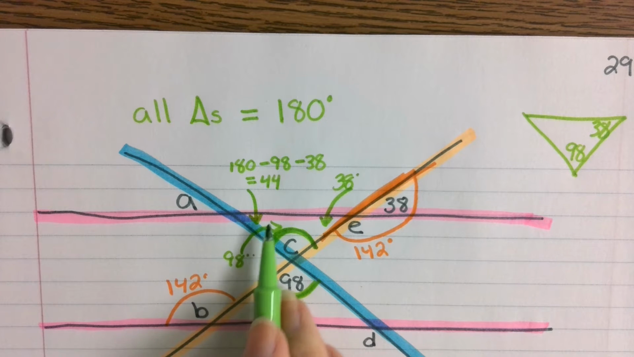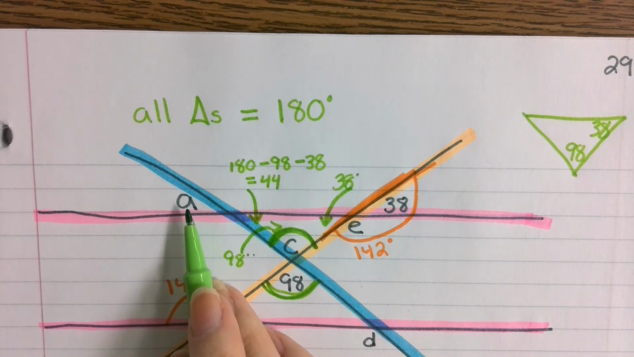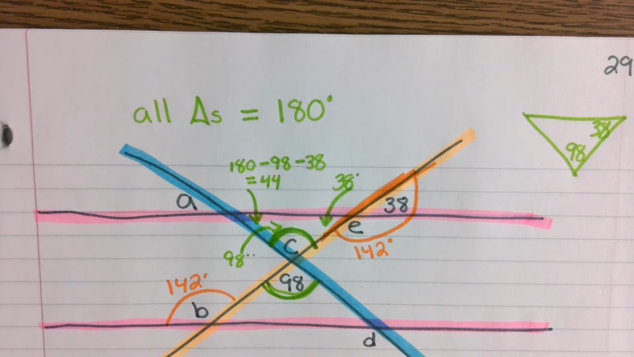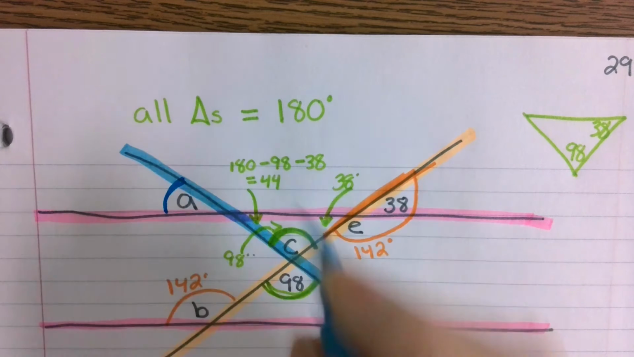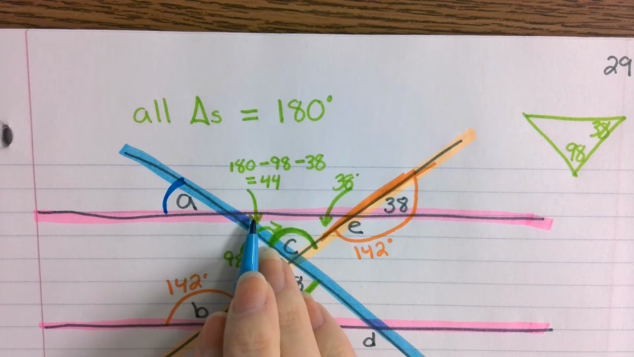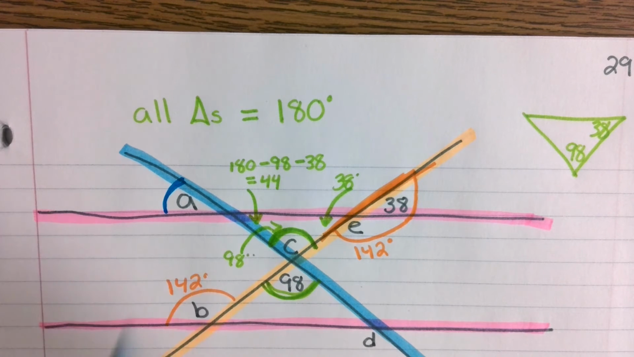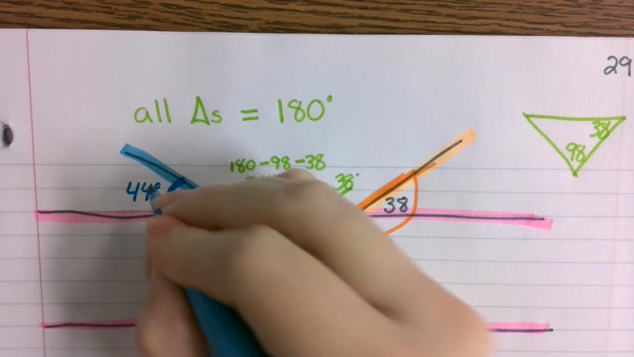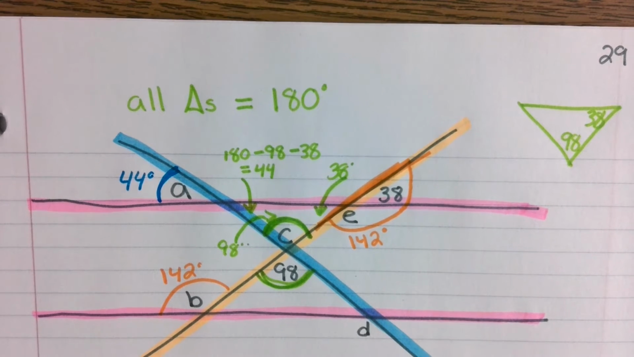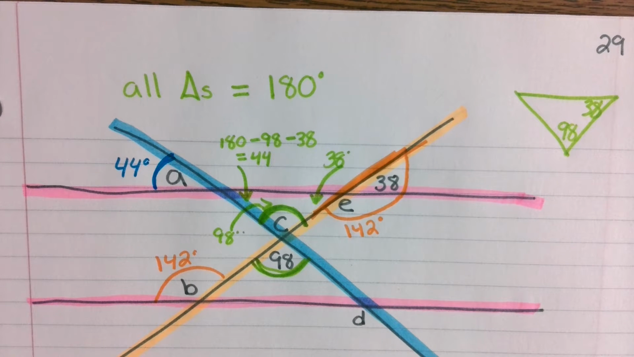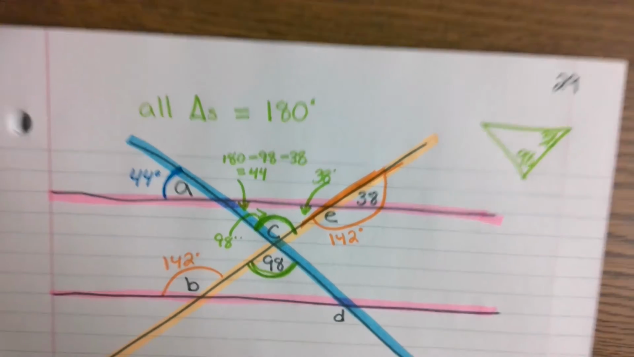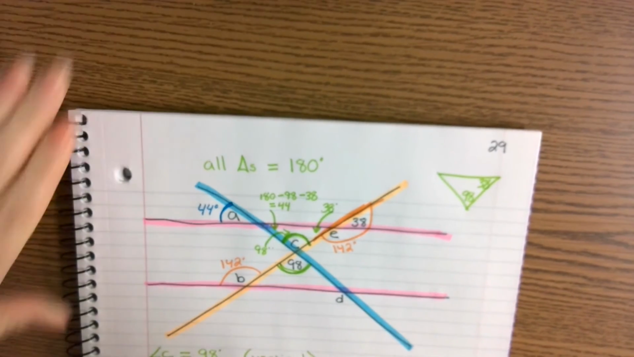Now that I know that that's 44, do I know what A is? Yeah. I know what A is going to be equal to because A is vertical to that third angle inside the triangle. So that means A is also 44 degrees. Sorry, I got to zoom out again. I know it's a lot of zoom in, zoom out, zoom in, zoom out.